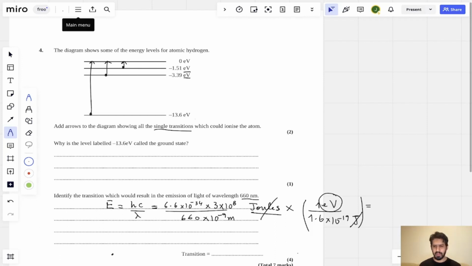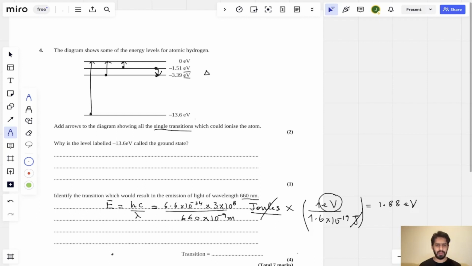And if you solve this, the answer will be 1.88 electron volts. Now you just have to find the two levels for which the energy difference is 1.88 electron volts. If you find the energy difference between negative 1.51 electron volt and negative 3.39, you will see that the difference between these two levels is exactly 1.88.